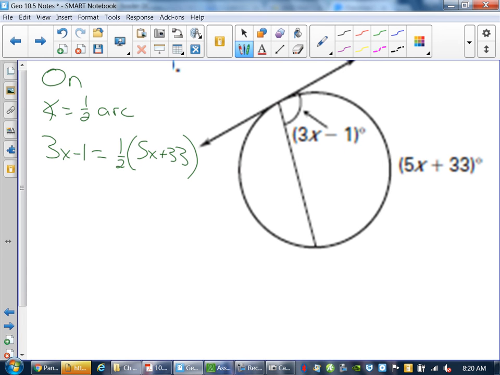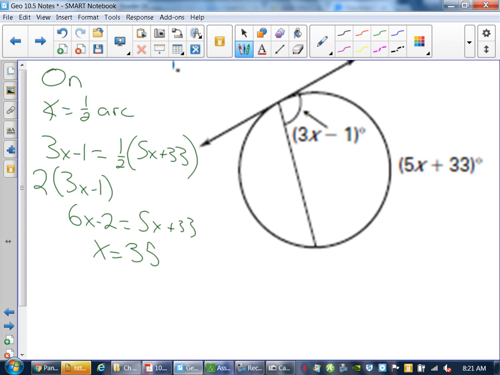And once again, I don't want to take half of odd numbers. It's a pain. So what do we do? Multiply by 2, very good. So when I multiply over the other side, I'm going to have 2 times the quantity of 3x minus 1, which is going to be 6x minus 2 is 5x plus 33. You have to distribute to both parts in the parentheses. 6x equals 5x plus 35. So you've got a quick 2-step problem here. Subtract 5x, add 2, what's x? Very good.